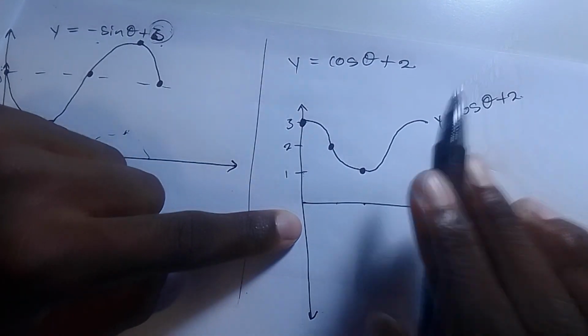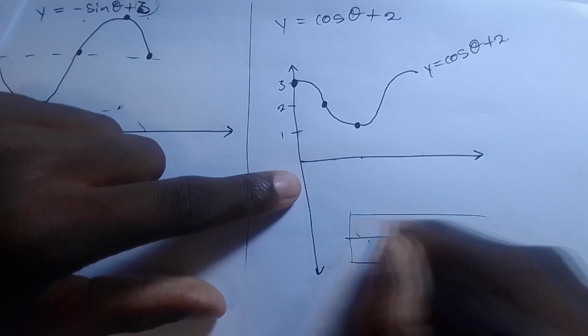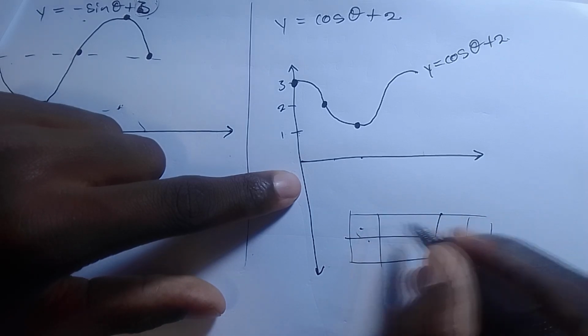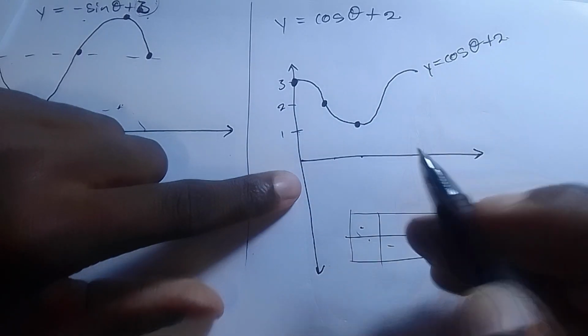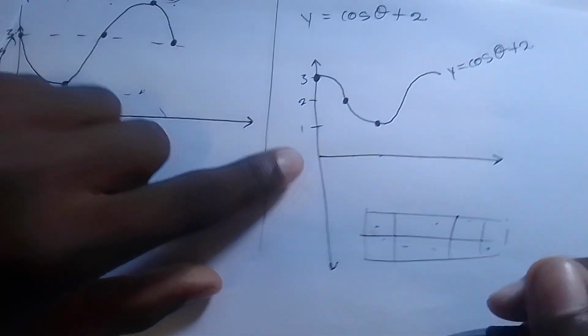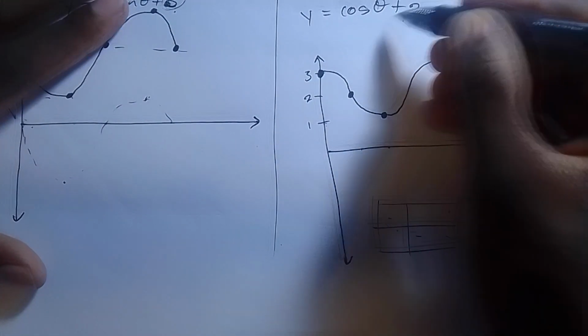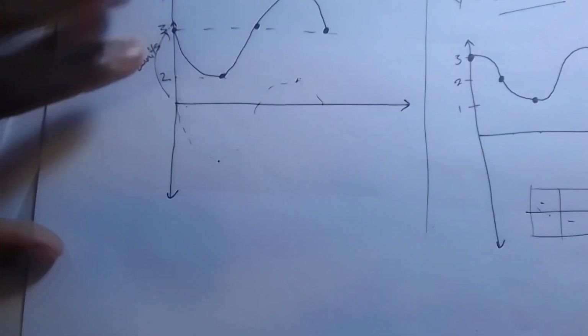Once again, if you don't understand this, just go and draw the boxes, fill in your values, and plot the points, and then you will get the right thing, and then you can connect the points if you don't understand this. But if you do, continue using it until you master it.